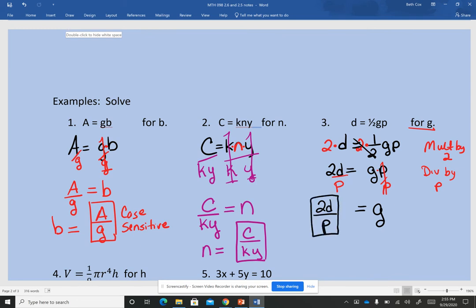Again, I'm not doing any math, and it can be turned around if you need it to. I'm just rearranging based on multiply and divide. Okay.